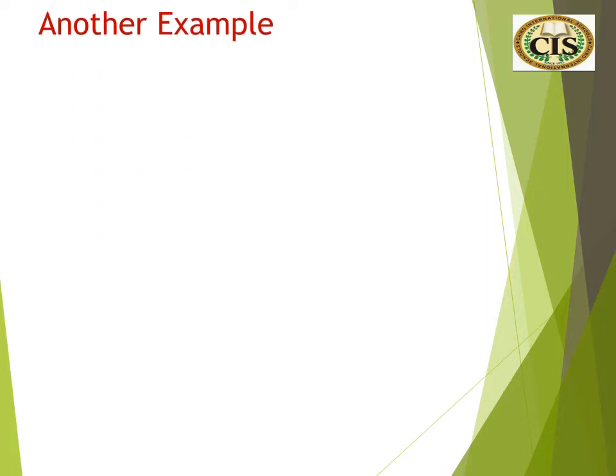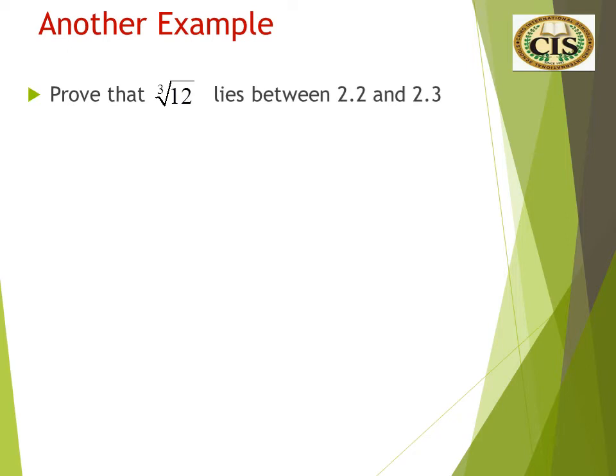Another example. Prove that the cubic root of 12 lies between 2.2 and 2.3. We can check by calculator. The cubic root of 12 will be 2.2 and many more digits, so it will be between 2.2 and 2.3. Now, without a calculator.